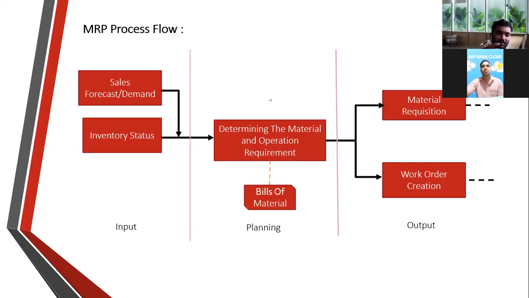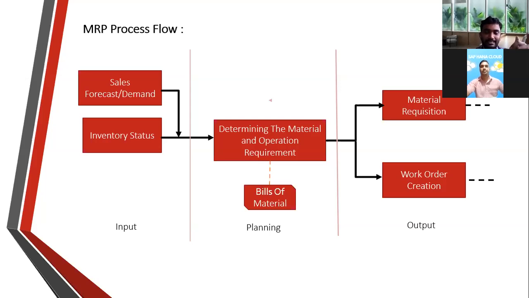Okay, whenever we get that data, we plan on the basis of the bill of material, whichever bill of material we have mentioned in the system. What is a bill of material? It is a definition for an FG: what amount of raw material and what amount of consumable materials we require, in which unit of measurement. All of that definition is maintained in the bill of material. On that basis, we can determine the material and operational requirement.